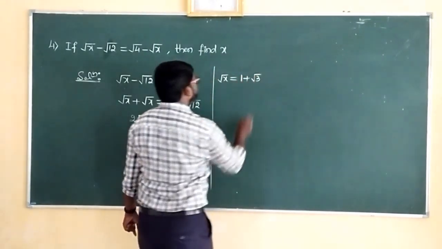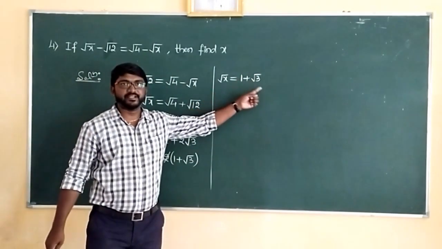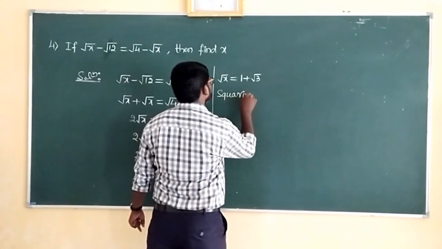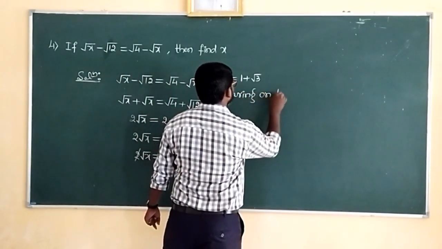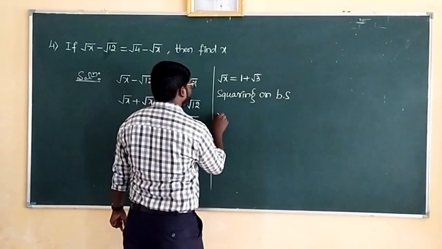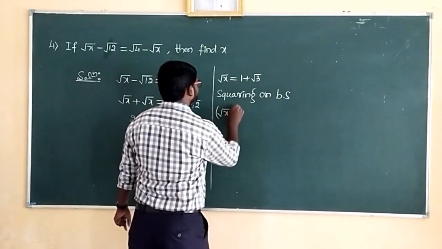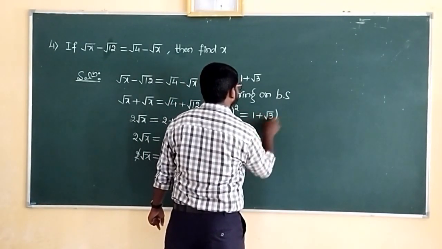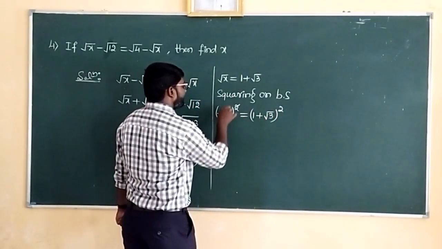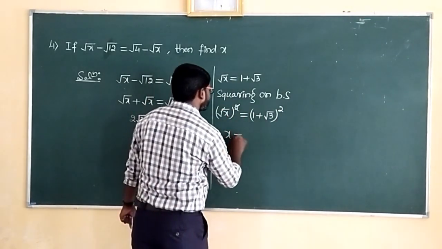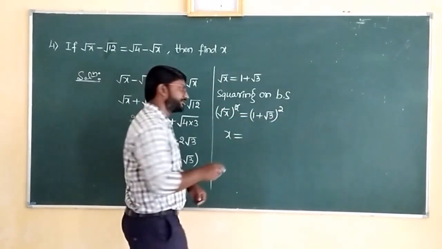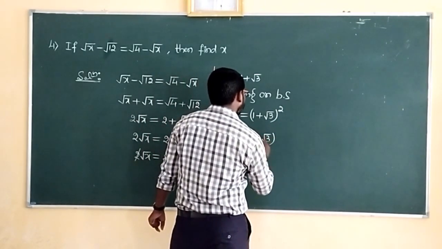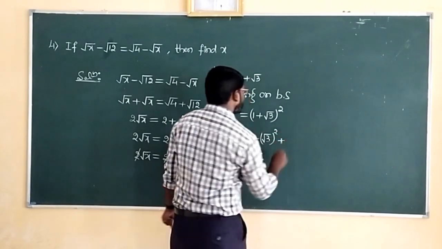But we want the value of x. Square on both the sides. So squaring on both sides. So what do we get now? Root x the whole square, which is equals to 1 plus root 3 the whole square. So now here square and root get cancelled. We have x, which is equals to a plus b the whole square. a square, that is 1 square will be 1, plus root 3 square, plus 2ab.